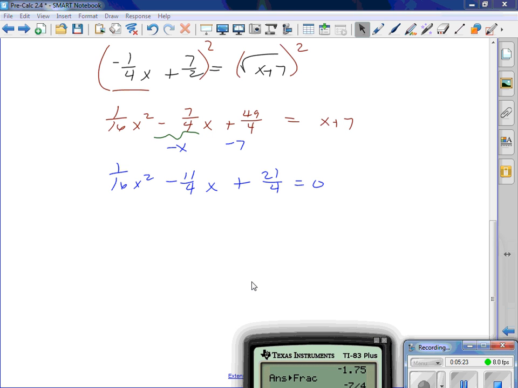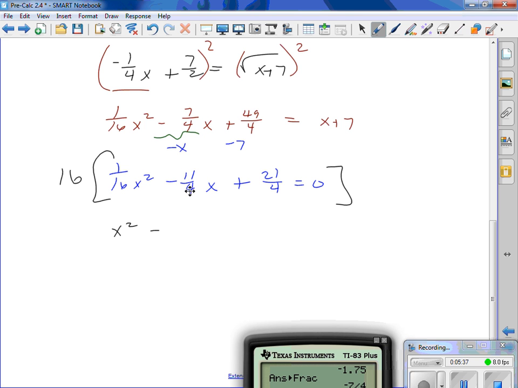What don't you like right now? The 1/16th. How can I get rid of a 1/16th? Multiply everything by 16. x squared minus, let's see, 4 goes into 16 4 times, so it's negative 44x. 4 into 16 is 4. 4 times 21 is 84. Looks a little bit better, right? 16 times 0 is 0, so it really did nothing.